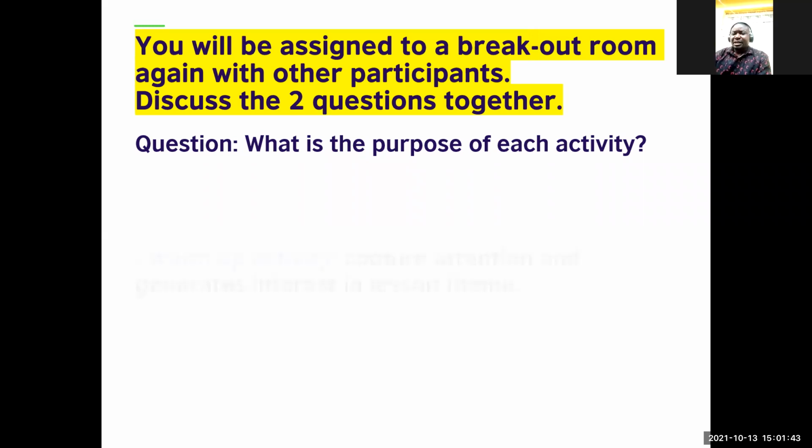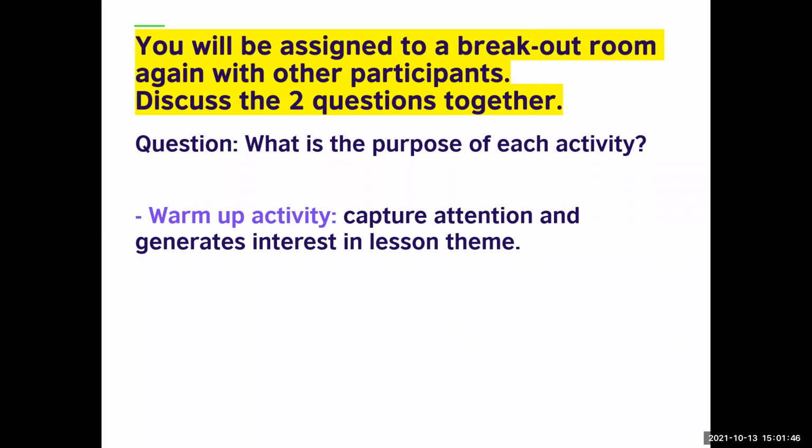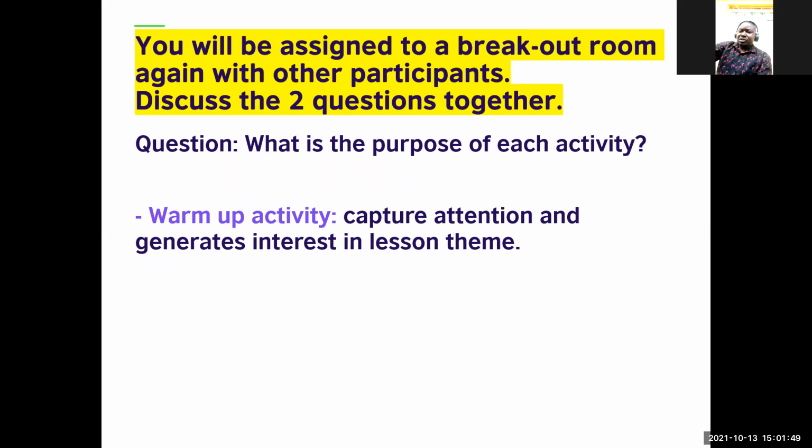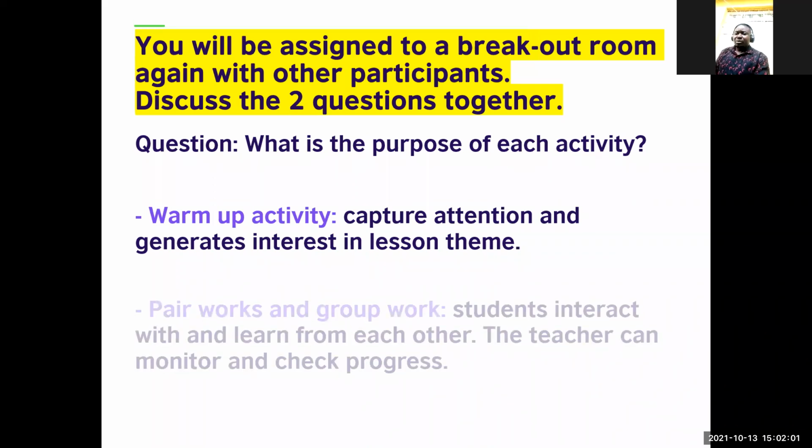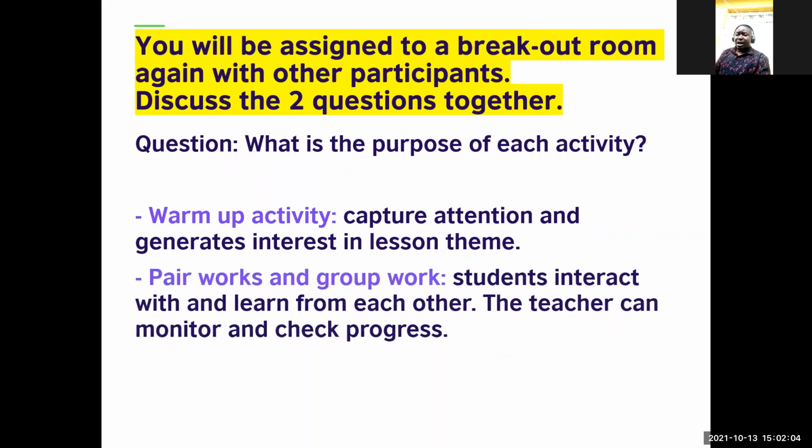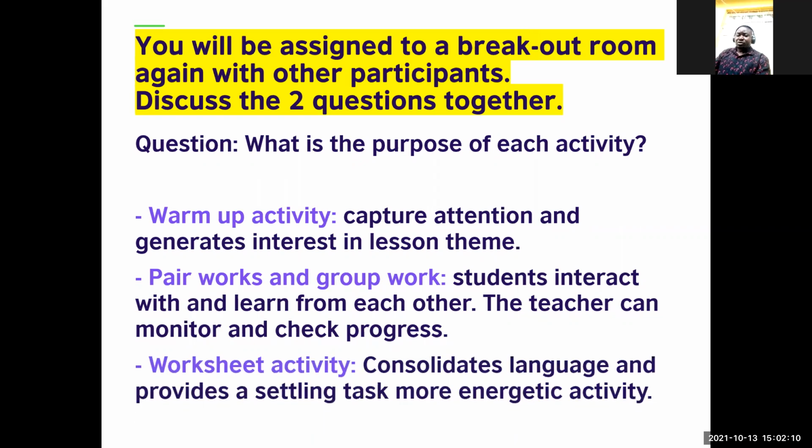So to summarize, in warm-up, the purpose is to capture attention and generate interest in the lesson theme. In pair work and group work, students interact with and learn from each other, and the role of the teacher is to monitor. The teacher can go around when the students are working in pairs or in groups. And the purpose of worksheet activity is to consolidate the language and provide a certain task, a more energetic activity.